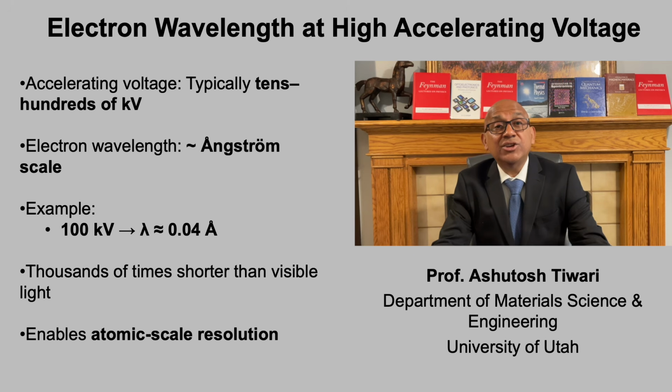This dramatic reduction in wavelength immediately explains why electron microscopes can resolve atomic scale features that are completely invisible to optical microscopes. At these wavelengths, atomic planes, lattice fringes, and point defects become accessible to direct imaging. In principle, such short wavelengths would allow sub-angstrom resolution. As we will see next, the practical resolution is limited not by the wavelength alone, but by lens aberrations and instrumental constraints.